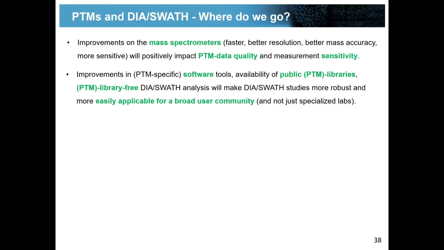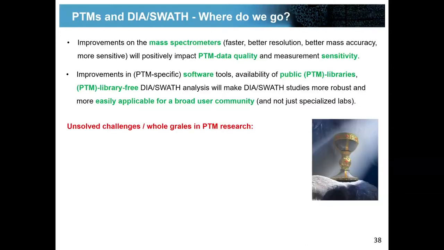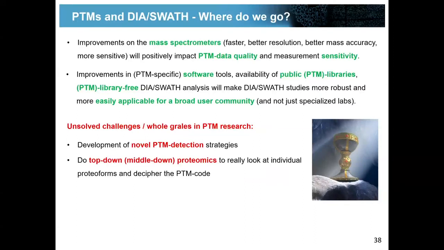But I think next to these improvements which will come, there are also a few unsolved challenges, or I call them the holy grails in PTM research, where there are maybe not so many great ideas how to solve these issues. And one is, for example, the development of PTM detection strategies. There's still a lot to be done. It's not DIA specific, but there are just many PTMs which we cannot detect because we cannot enrich for them or because they're not stable under the conditions of our mass spectrometers. And I think that will be necessary to develop new ideas there.